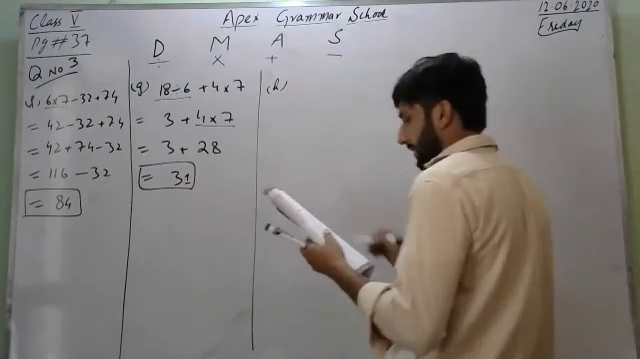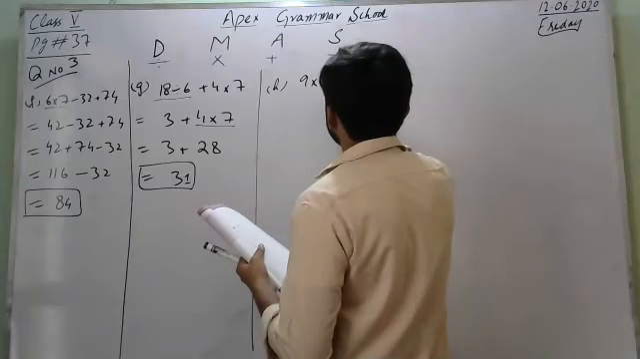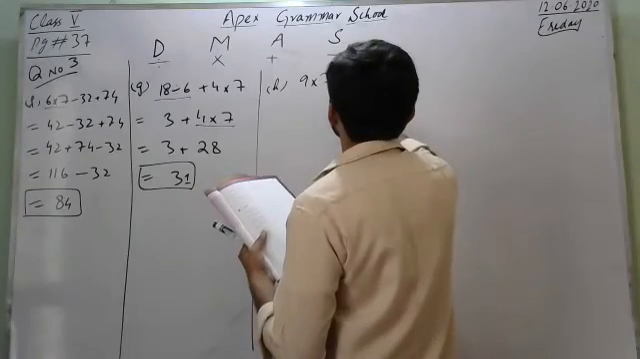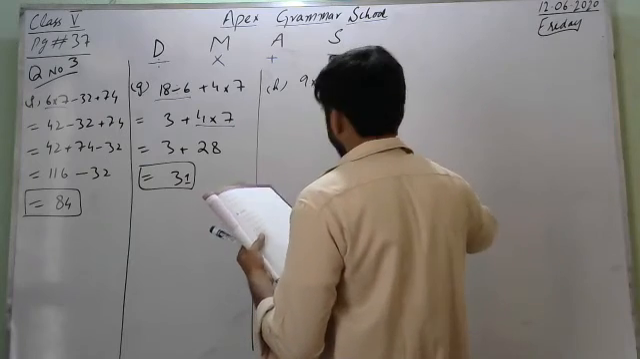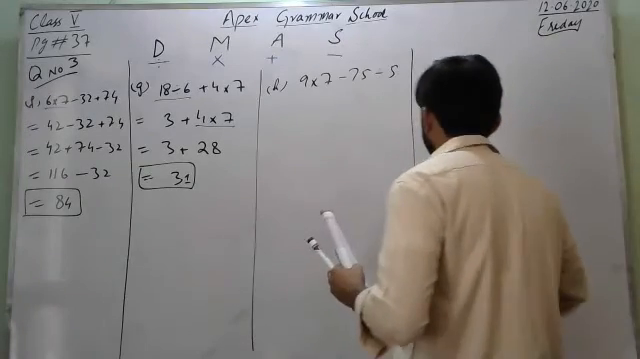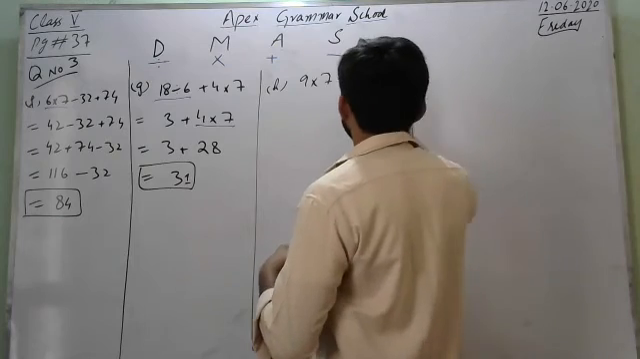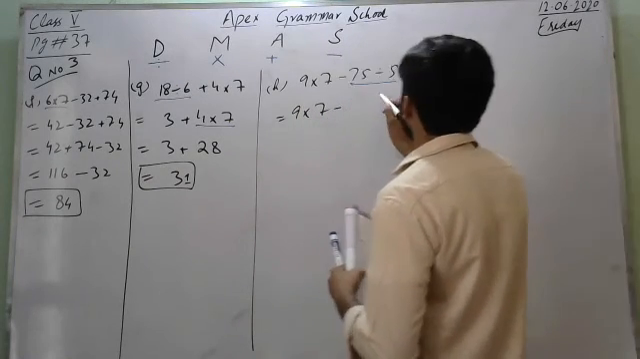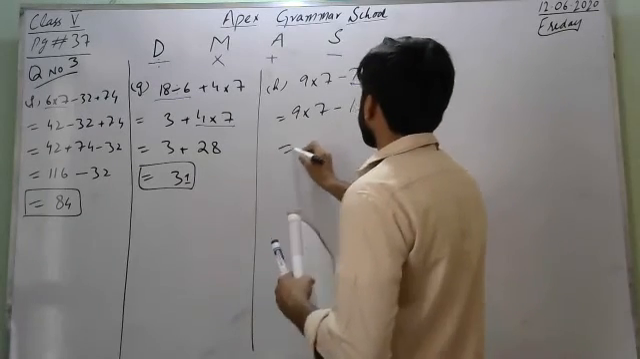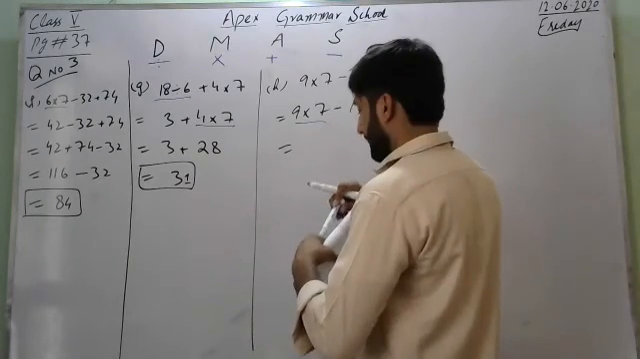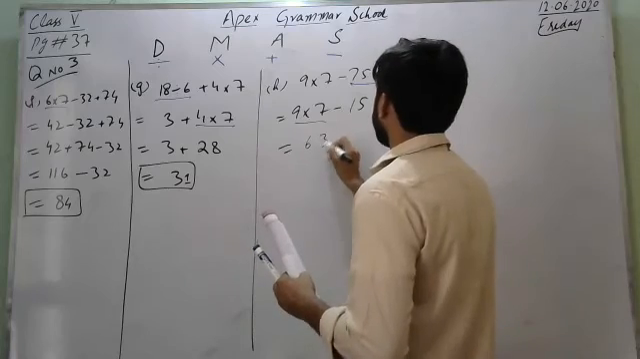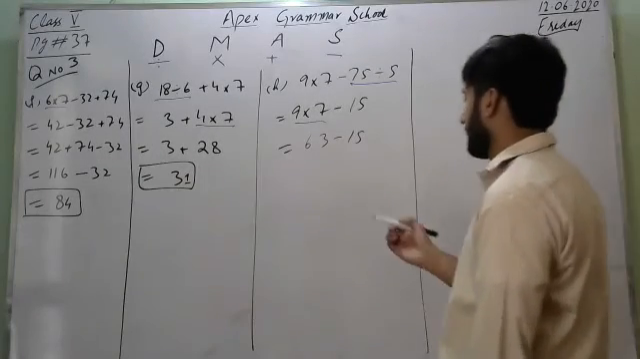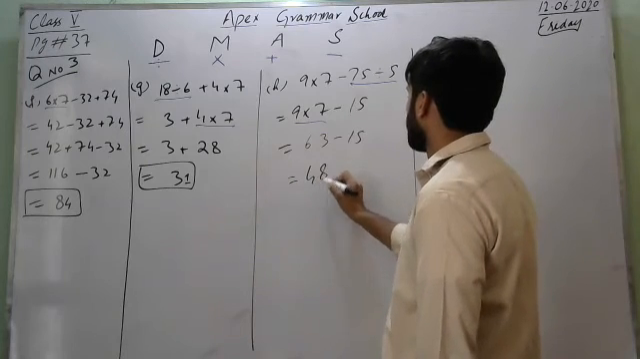H part is 9 multiplied by 7 minus 75 divided by 5. Division. 75 divided by 5, answer is 15. Multiplication. 9 times 7 is 63, minus 15. 63 minus 15, answer is 48.